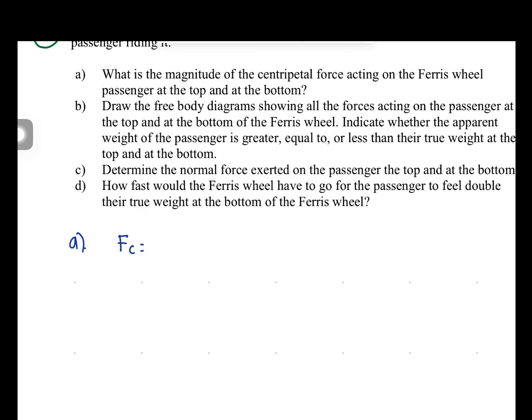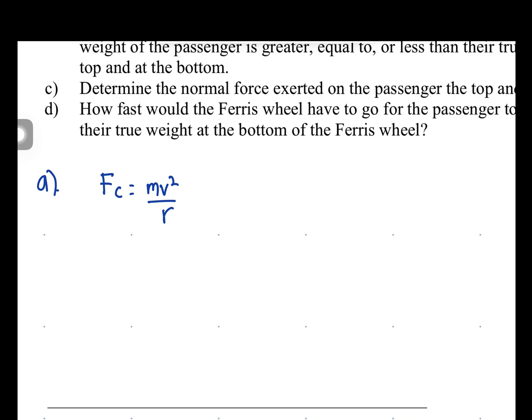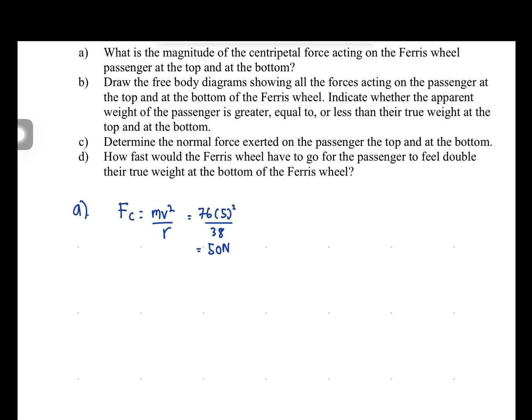Centripetal force is equal to mv squared over r, and these values are the same for the passenger at the top and the bottom. Substituting in the mass: the mass here is 76 kilograms multiplied by the speed, 5 meters per second, squared, divided by the radius, which is 38. From here, we get 50 Newtons of centripetal force.